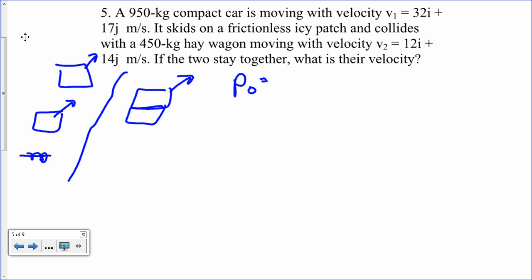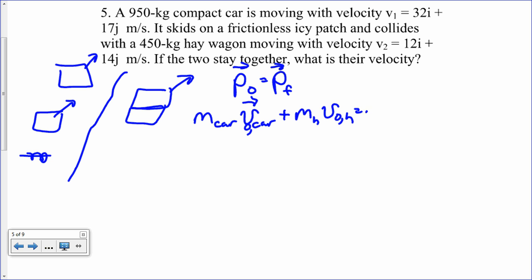So I say P initial equals P final, P naught equals PF. All right, and my P initial is going to be the mass of the car times the initial velocity of the car plus the mass of the hay wagon times the initial velocity of the hay wagon. I should have a 0 here for the initial velocity of the car. And then that's going to equal the mass of the car plus the mass of the hay wagon times my V final. These are all vectors. All right, because they stick together in the final scenario, they both have the same velocity. So I can just add up their masses.